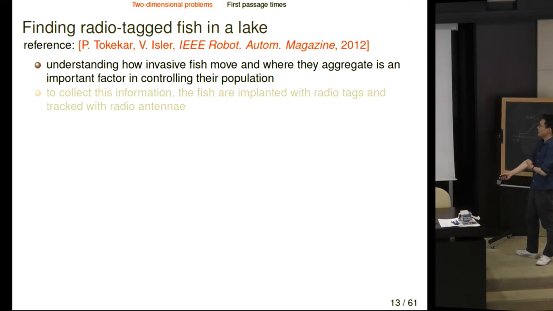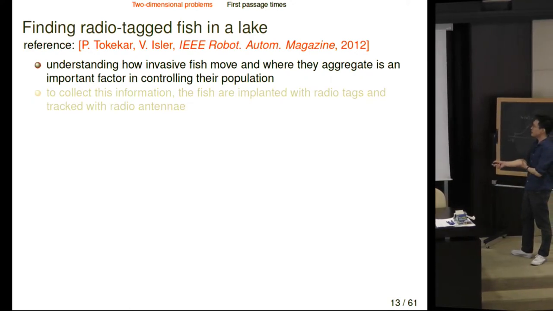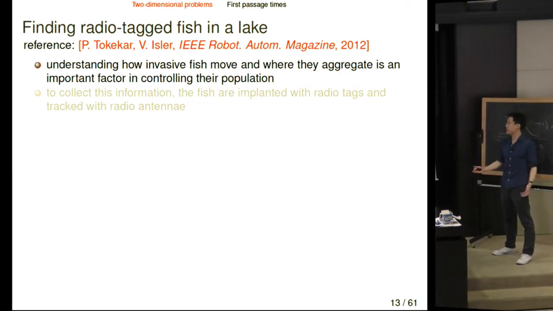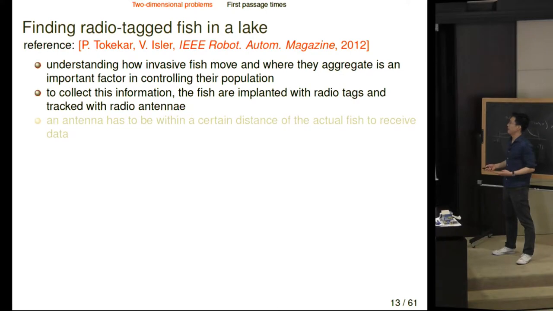All right. So in this paper, they were trying to understand how to collect data from an invasive fish species in a lake in Minnesota. There's an invasive fish species, and you want to be able to control their numbers. To do that, they want to track their population in time, and they want to understand how these fish move and where they tend to aggregate. To do this, they implant the fish with radio tags, and they track the fish with radio antenna.